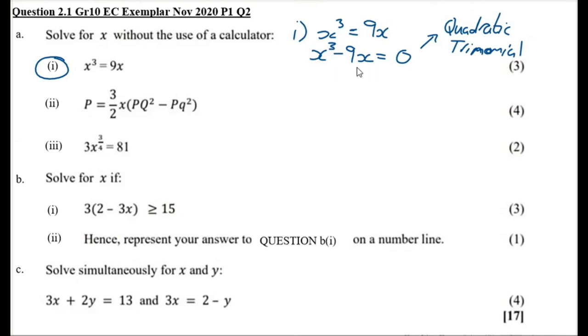What kind of factorize can I do here? I already saw an answer from one of you guys. Yes, thank you, Josh. Thank you, Emma. Yes, we're going to take out the highest common factor, and my highest common factor is x. What would I get left with when I take out the x? There would be an x squared, and then there would be a minus 9, absolutely.